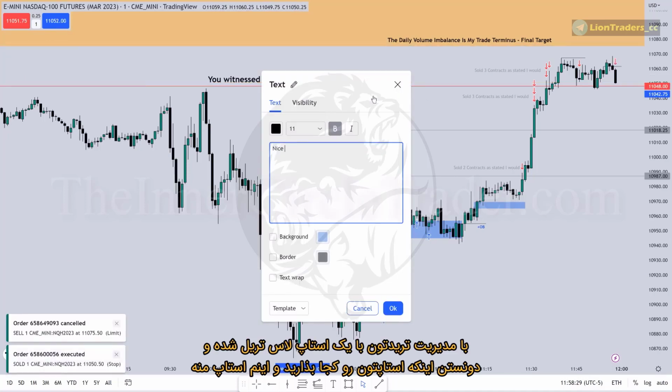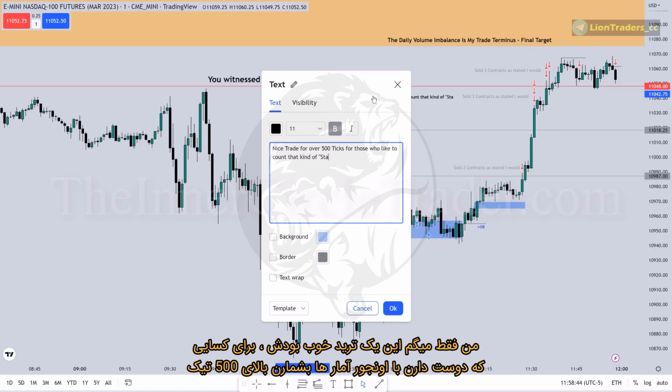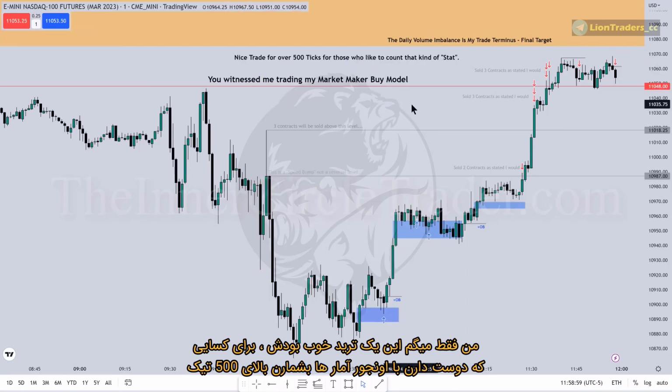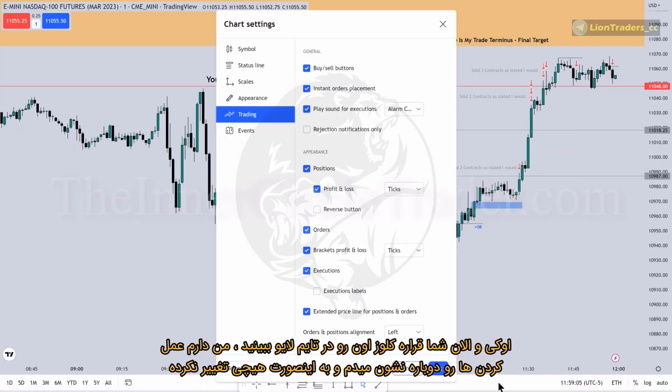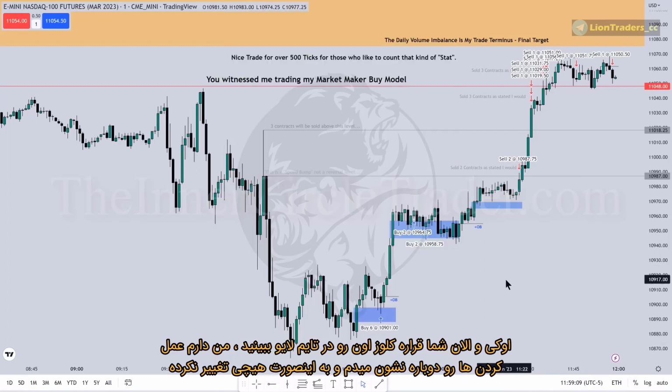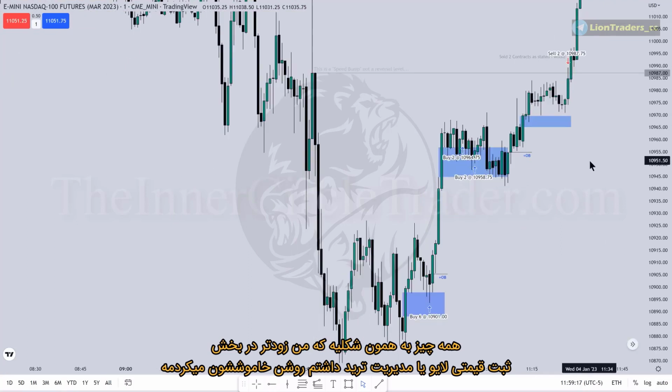But having your trade managed with a trailing stop loss, knowing where to place your stop loss, and here's my stop. And I'm just saying it was a nice trade, over 500 ticks for those who like to count that kind of stat. Okay, and now you're going to see it in close to real time. I'm showing the executions again, so that way nothing's changed from when I was flashing them earlier during the live portion of price booking and me managing the trade.